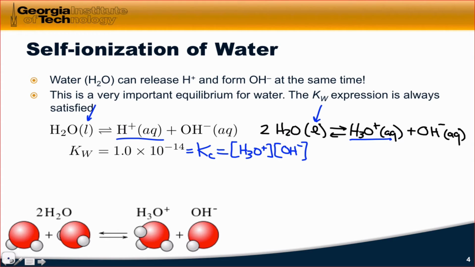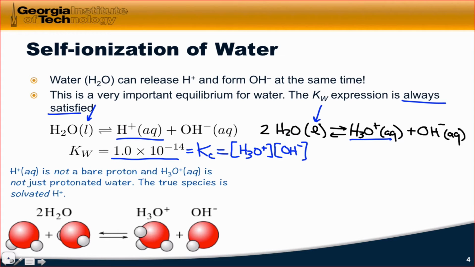This is a very, very important equilibrium for water. In fact, in all aqueous solutions, it's always satisfied. The concentrations of hydronium and hydroxide are related in that the product of the two must always be 1.0 times 10 to the negative 14.